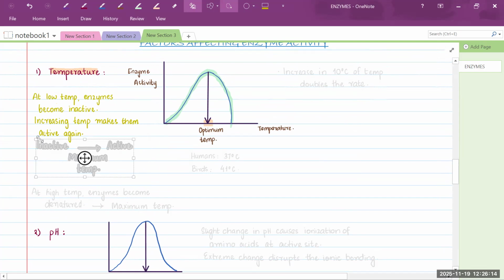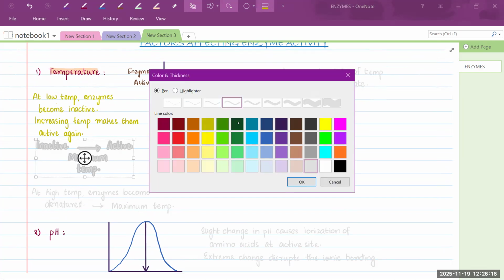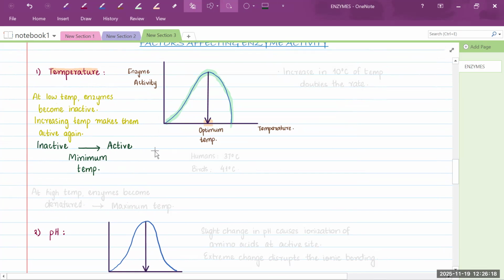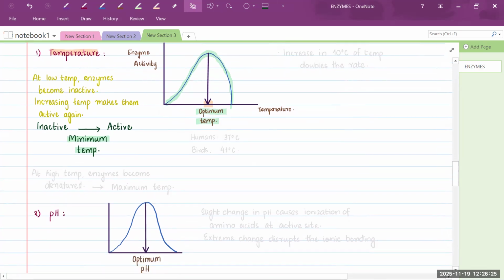The temperature which is used to convert an inactive enzyme to an active enzyme is known as minimum temperature. You need to remember this. You need to remember optimum temperature. You need to remember minimum temperature. Again, what is minimum temperature? It is the temperature at which the enzyme is converted from inactive to active form. And why had it become inactive in the first place? Because we have lowered the temperature, and that does not mean we have destroyed the enzyme. Increasing the temperature will make it functional again.